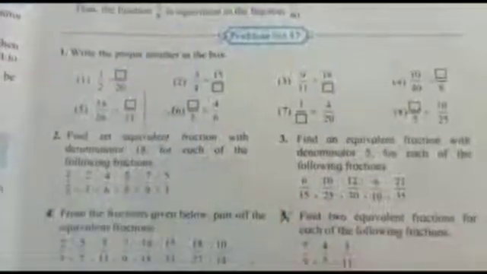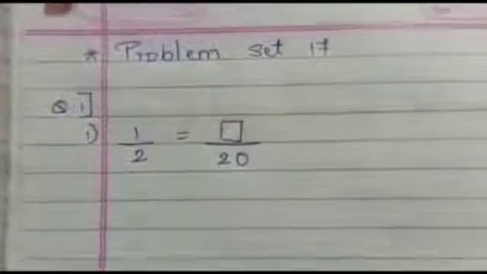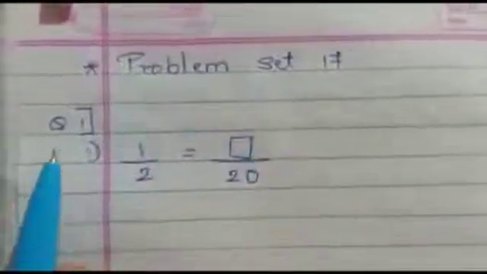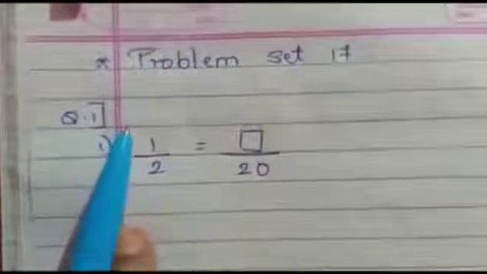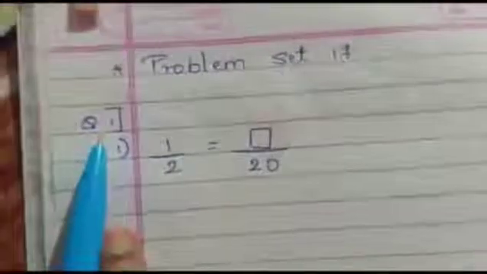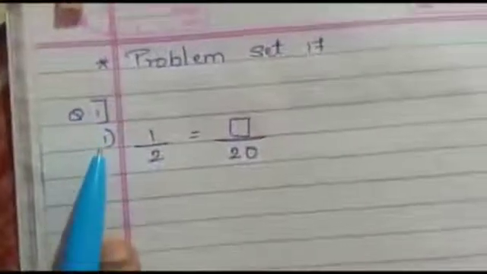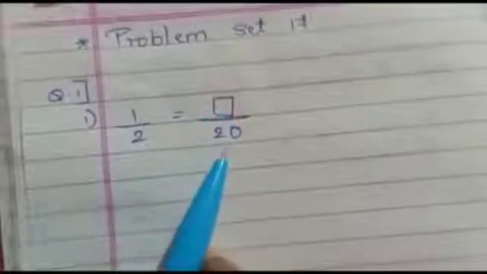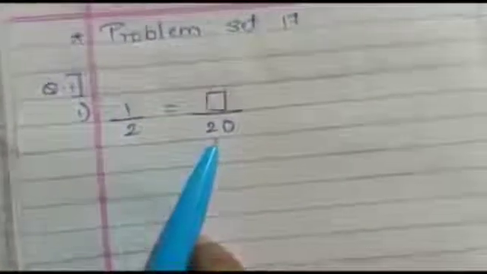First one is 1/2 is equal to, numerator we have to find out and the denominator they have given. Now let us solve this first one. Now students, you can see here I have written the question, problem set 17, question number 1. There is no need of copying the whole question, you just have to write the proper question number.